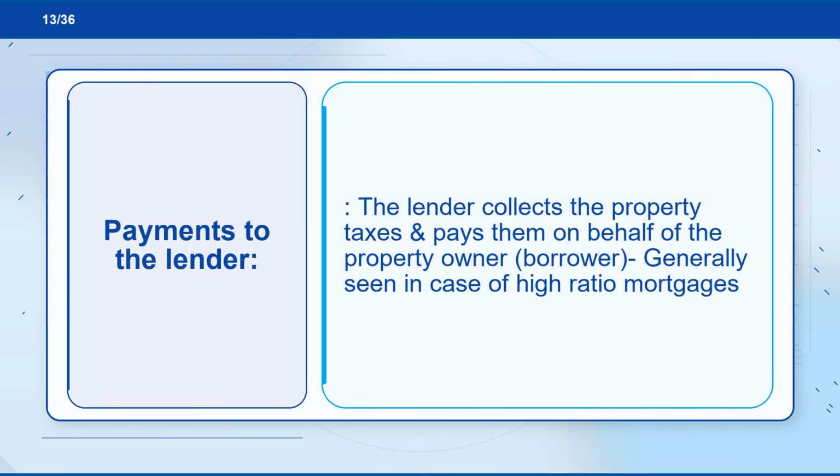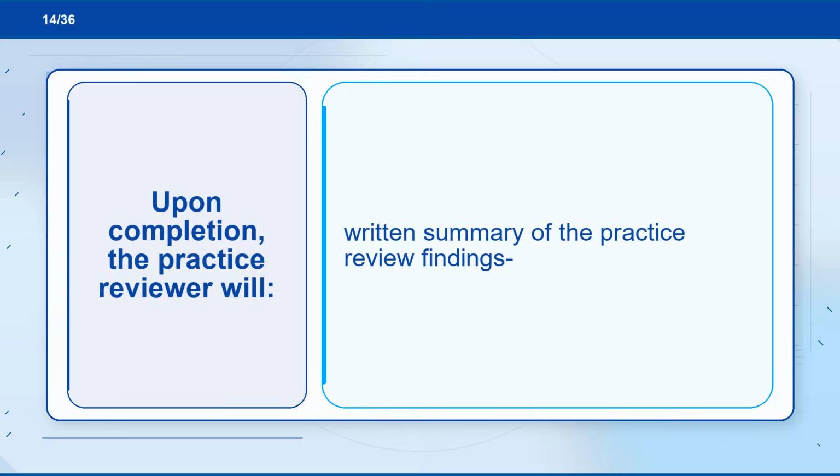Flashcard 13. Term: payments to the lender. Definition: the lender collects the property taxes and pays them on behalf of the property owner, the borrower, generally seen in the case of high-ratio mortgages.